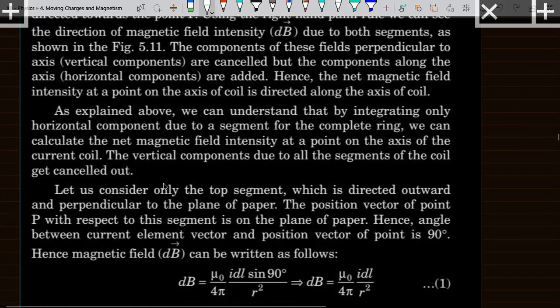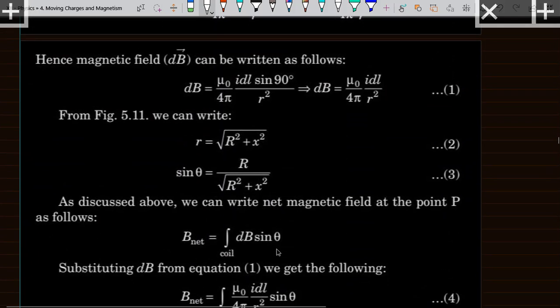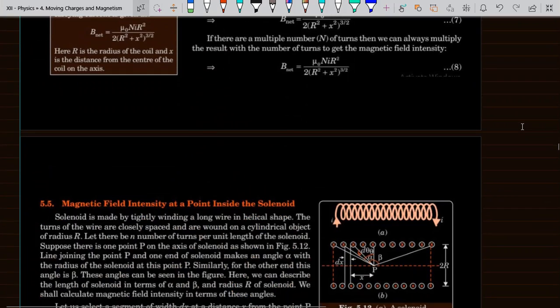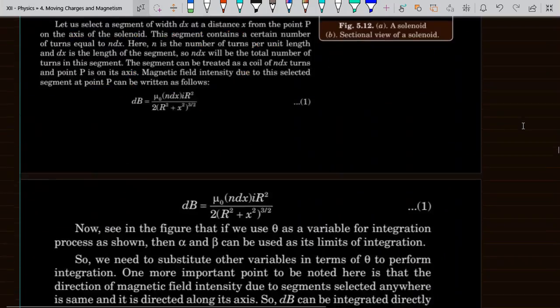यहाँ पे लिखा था ना, let us consider only the top segment which is directed outward and perpendicular to the plane of paper. The position vector of the point P with respect to this segment is on the plane of paper. Hence, the angle between current element vector and position vector is 90 degree. Makes sense now? और फिर वो लोग ने dB निकाला था. फिर तो कोई टेंशन नहीं है, वो मतलब डायग्राम से हम लोग ये पूरा स्टडी कर सकते हैं. Yeah, but there are lots of formulae which you need to keep in mind and note down.